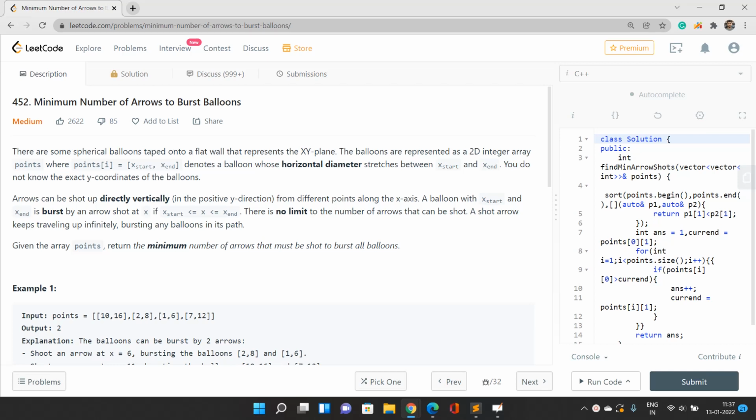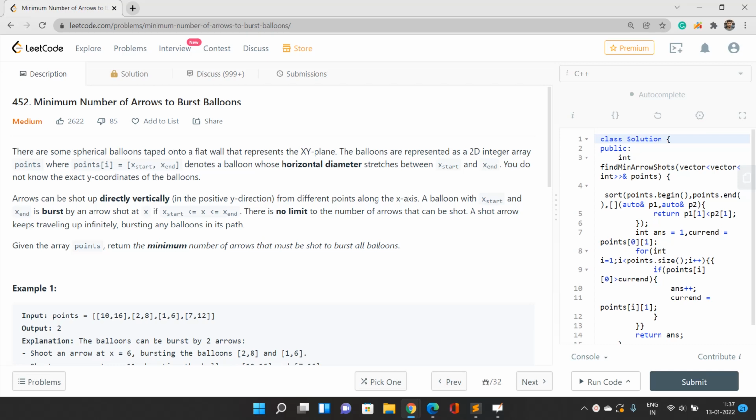Today we will be discussing the medium problem, minimum number of arrows to burst balloons. Its index is 452. This problem basically requires prerequisite knowledge of sortings, and you need to have the greedy type of knowledge to find out the minimum number of arrows, which is our answer.